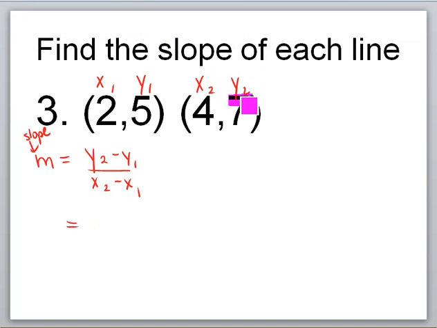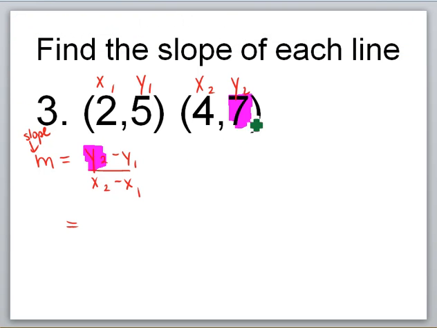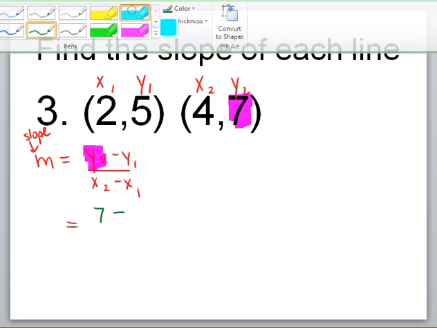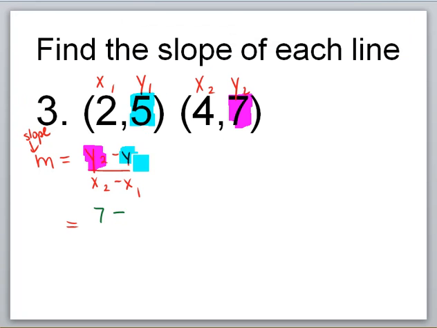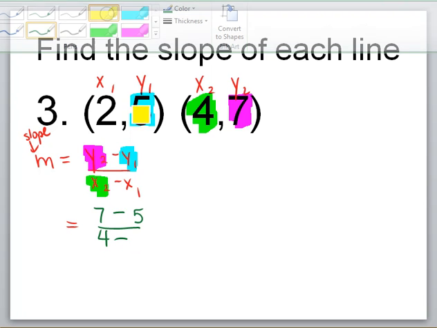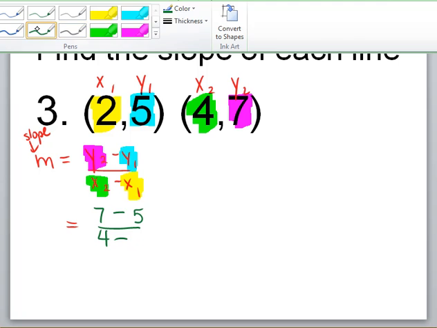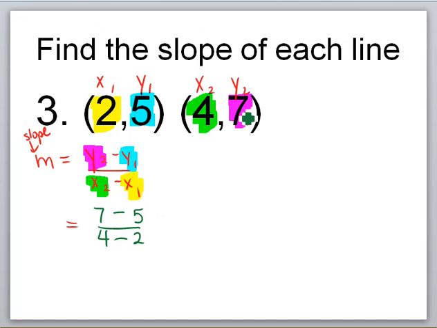I'm going to highlight in different colors. Here is y2. y2 is purple. So I will say that y2 is 7 minus y1, which is in blue. My y1 is 5, all over my x2, which is 4, minus my x1. I said y2, I meant x1. My x1 is 2. So what I did is y minus y over x minus x. I end up getting 2 over 2. We can reduce that, and so we'll leave it as a 1.